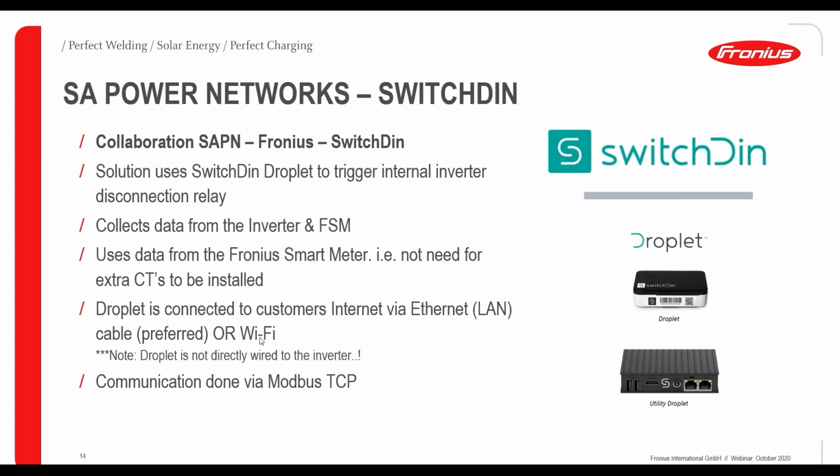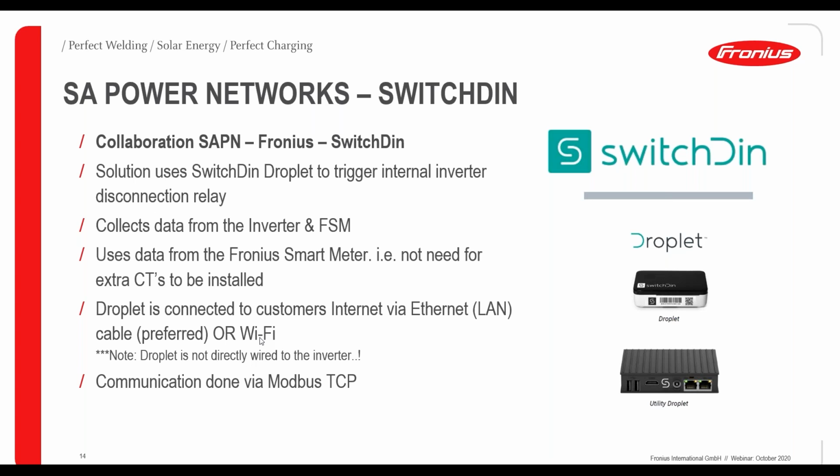The next solution is SAPN networks with SwitchDin. That's a collaboration between SAPN, Fronius, and SwitchDin. We've been collaborating with SwitchDin for many years now. This uses the SwitchDin droplet to trigger the internal inverter disconnection relay, similar to a DRM Zero. The droplet also does other things, collects data from the inverter and the Fronius smart meter.